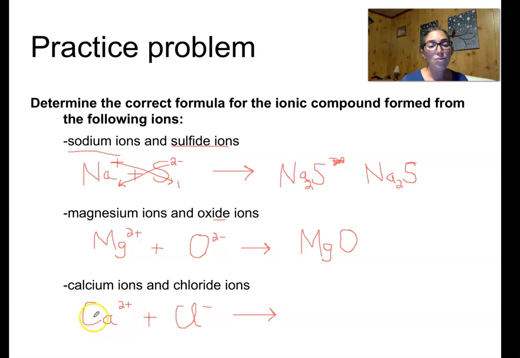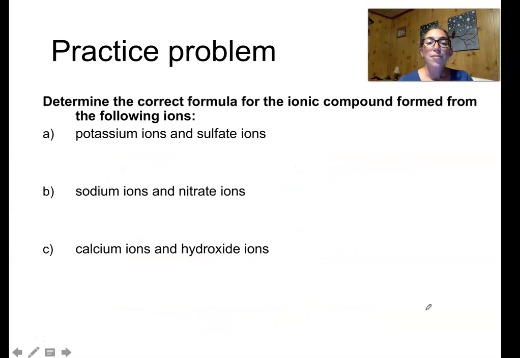So if we have a 2+ calcium, we need 2 chlorines. I could even put a 2 right here to remind you that you need 2 times 1- to equal -2 to cancel out that +2. So when we write that as a compound formula, we move that 2 to be a subscript. Calcium chloride, CaCl2.